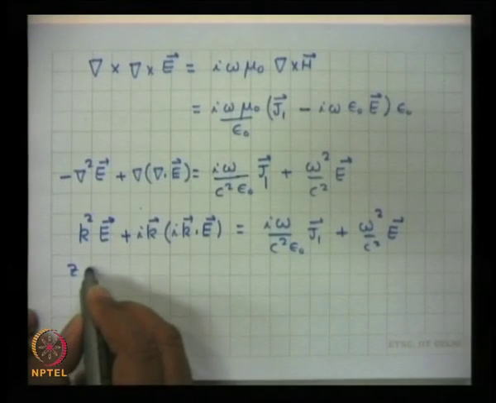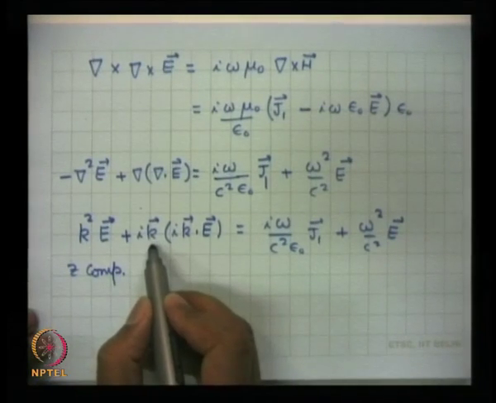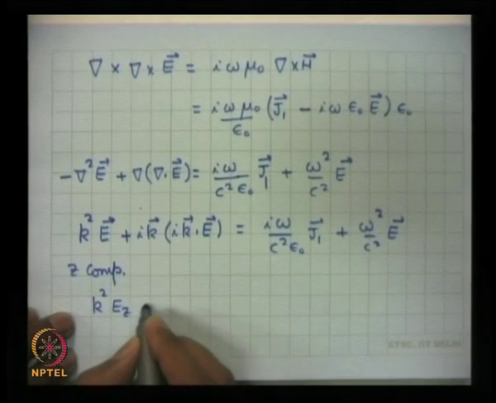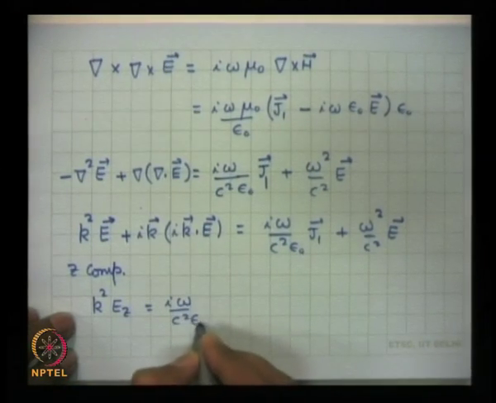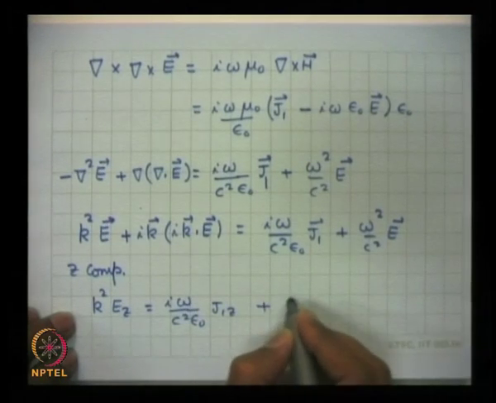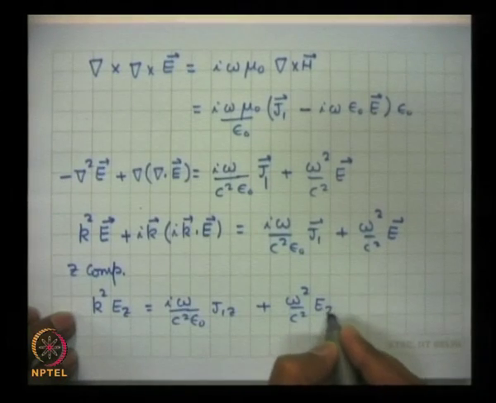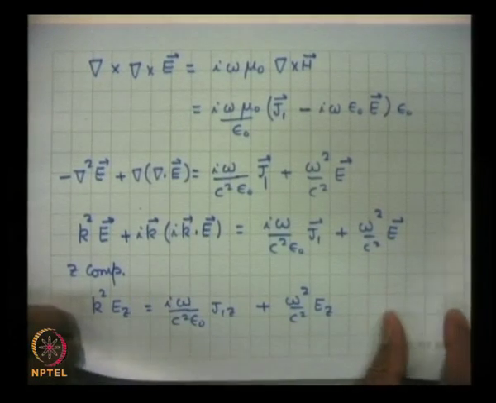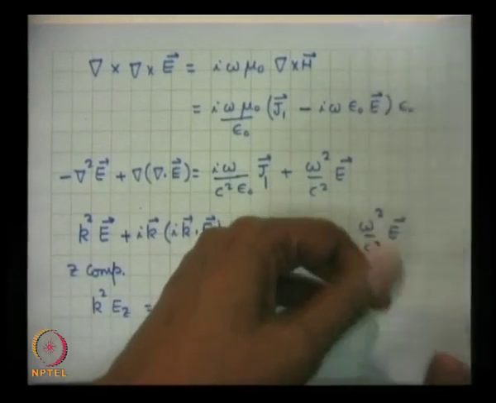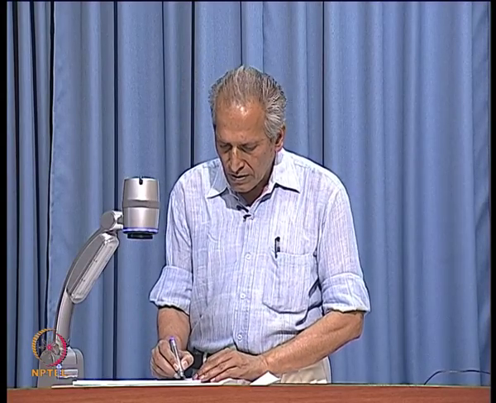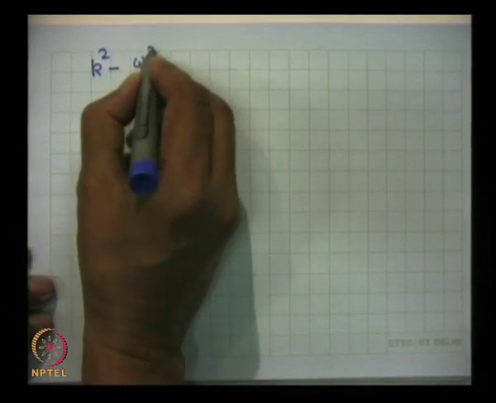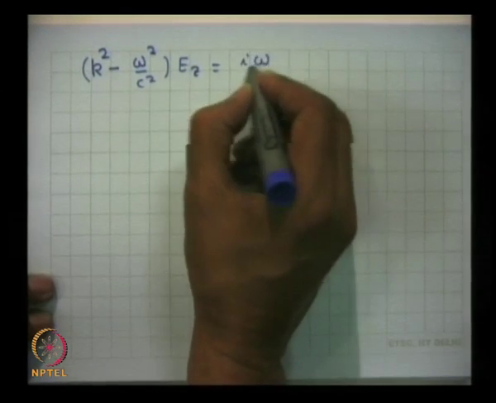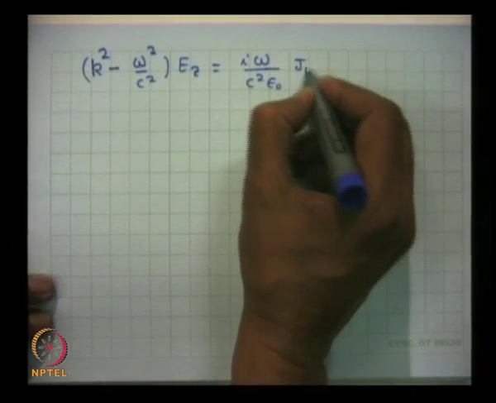Take the z component of this equation. This k does not have any z component, this term is identically 0, and this gives you k square Ez is equal to i omega upon c square epsilon 0 J1z plus omega square by c square Ez. And J1z already we have obtained in terms of Ez. So, let me substitute, and when you substitute you get k square minus omega square by c square into Ez is equal to i omega by c square epsilon 0 into J1z.